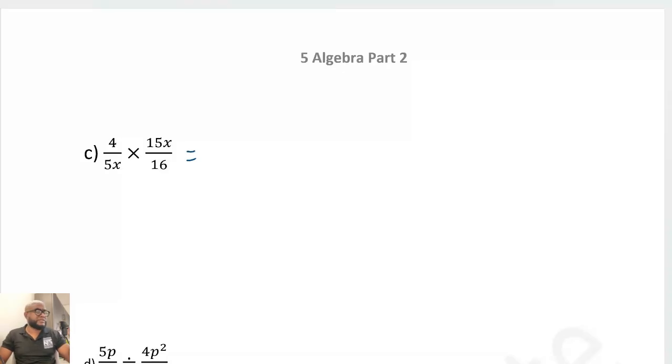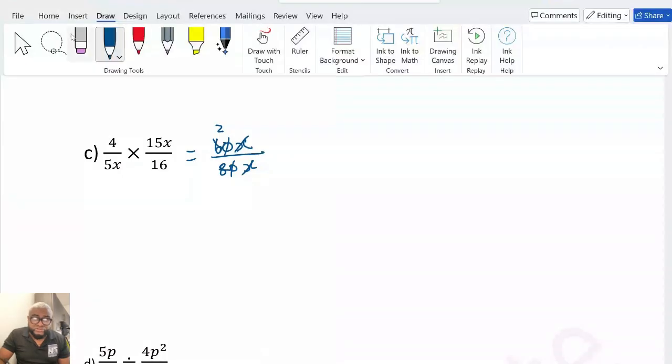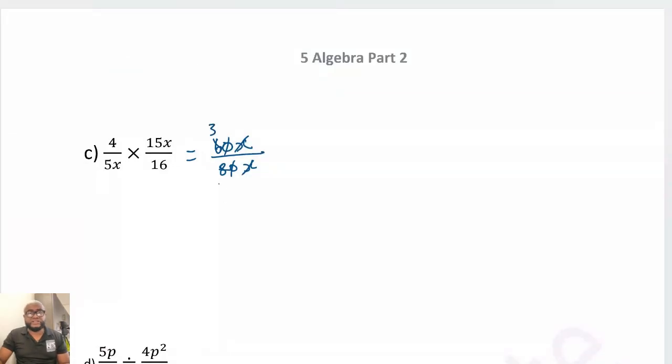So if you multiply across, 4 multiplied by 15 will be what? 60, right? So this will be 60x divided by 5 by 16, which is what? 80. 80x, right? So these zeros cancel, x into x cancels. 2 into 6 is 3, and 2 into 8 is 4, so this answer will be 3 over 4, right?